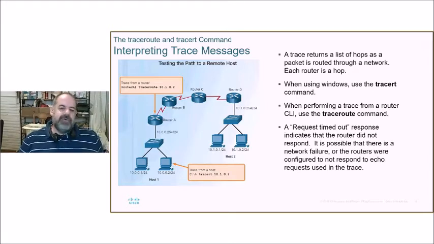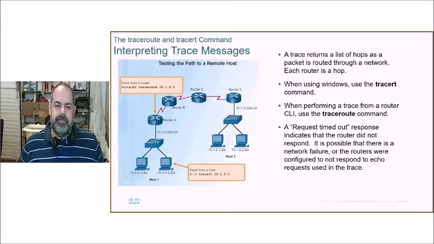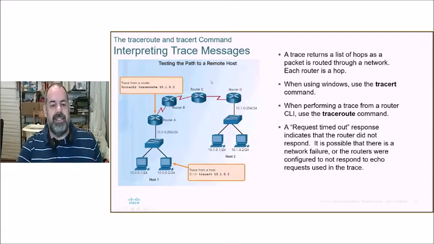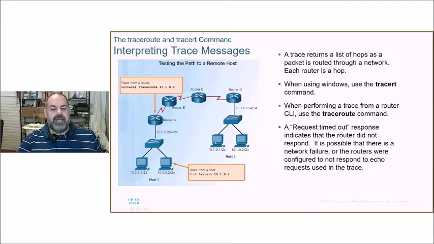If things aren't working well, you might get requests timed out, or stars. If you get 1 or 2 of them, it might mean that the router is not responding to ICMP. That's an option you can set. Of course, if all you get is timeouts for the entire thing past your first router, maybe things are bad. But if things are good and these are just ignoring ICMP, it should eventually get through to your destination and come back, and that can help.